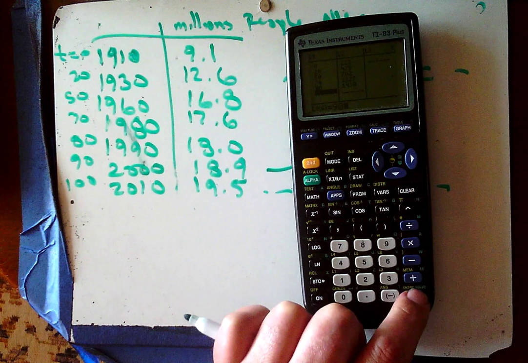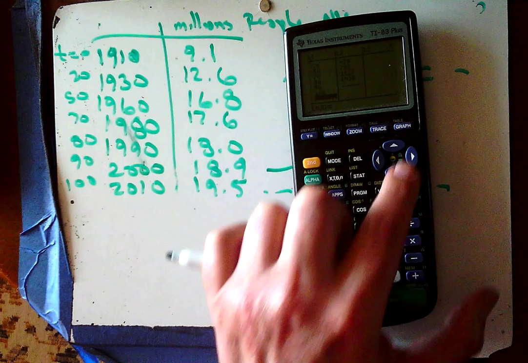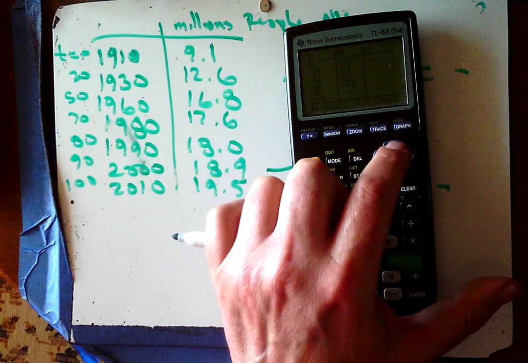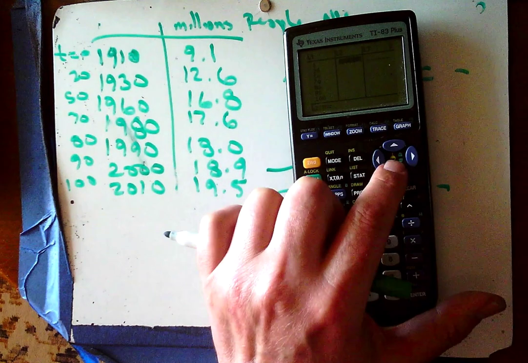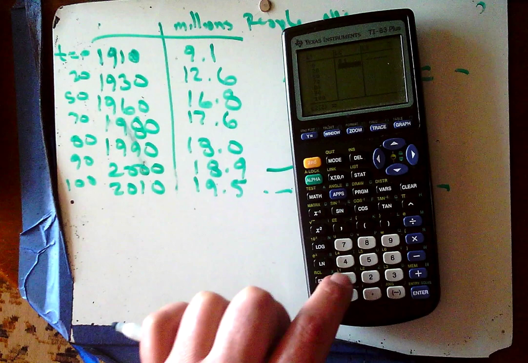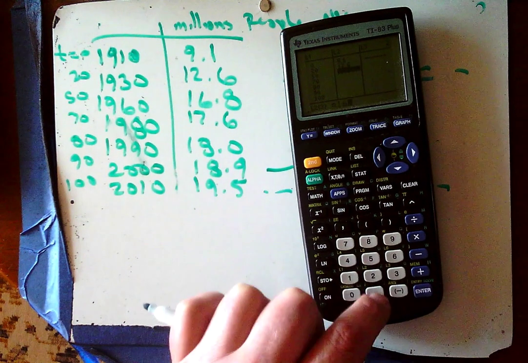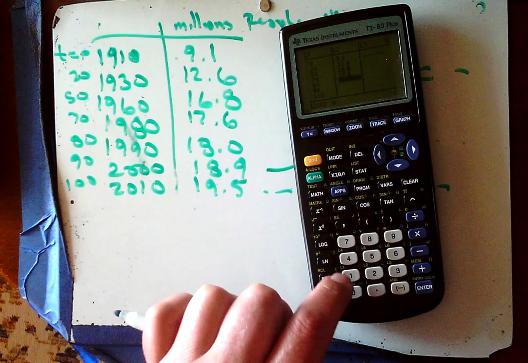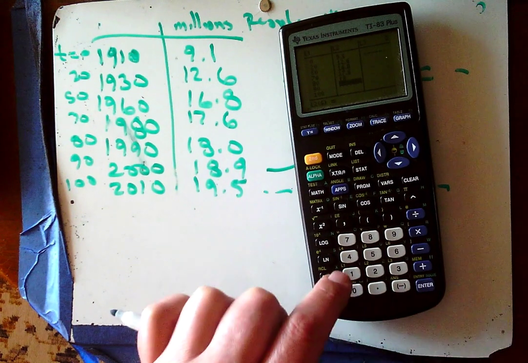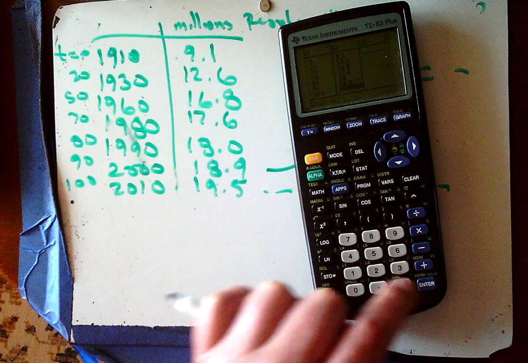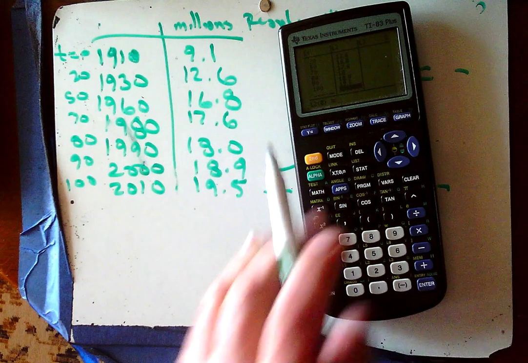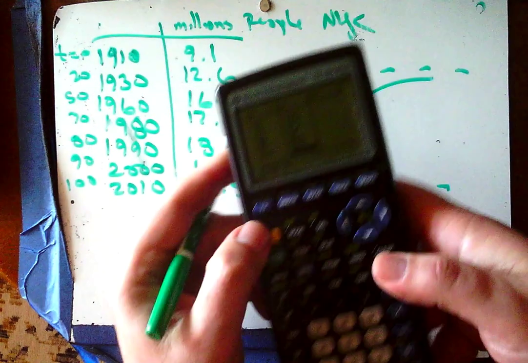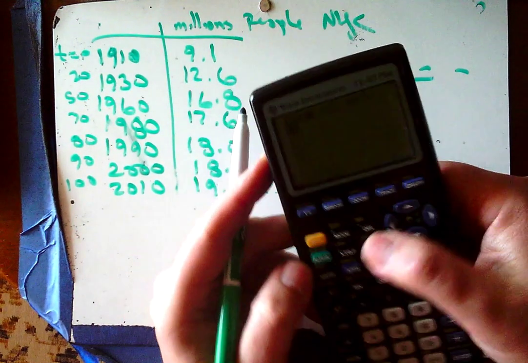Okay, so I've got 0, 20, 50, 70, 80, 90, and 100. And then I come over here to my list of populations and type in 9.1, 12.6, 16.8, 17.6, 18.0, 18.9, and 19.5. Okay, so to do logistic regression, I just do stat.